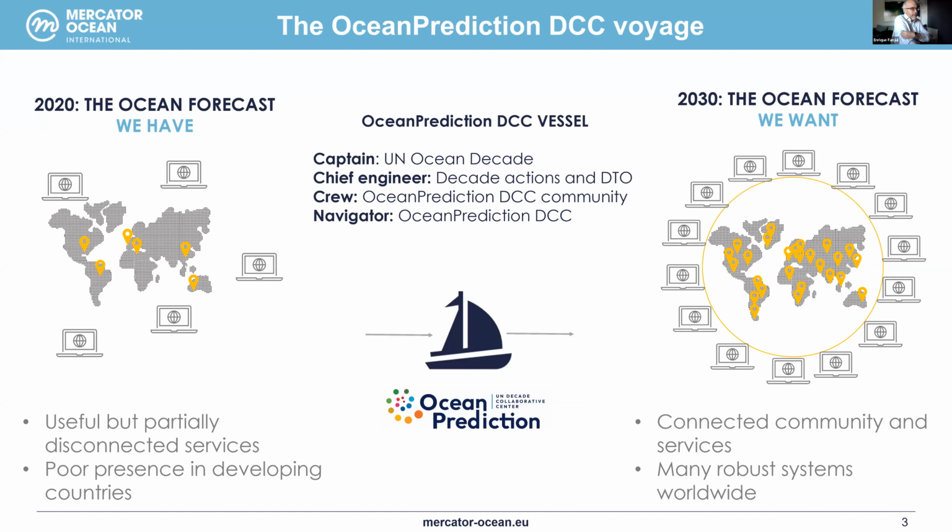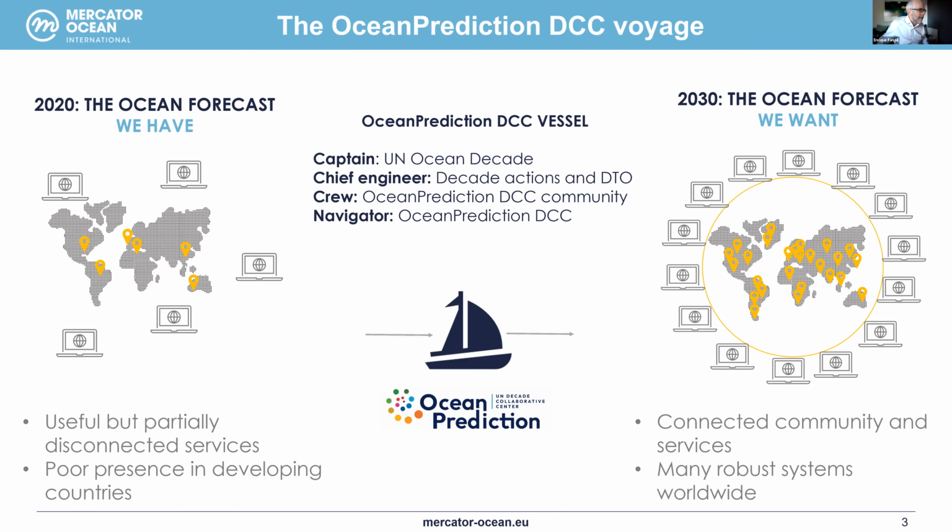This is what we have planned for the decade. This is what I like to call the Ocean Prediction DCC voyage for the decade. On the left, this is what we have today. Very useful, very important systems running, but these are partially disconnected. I will explain later what I mean by partially disconnected.